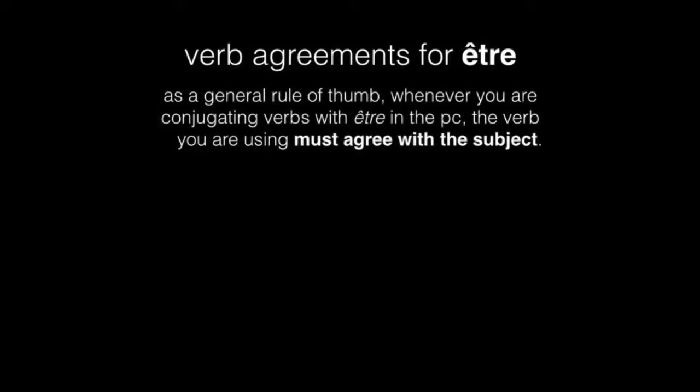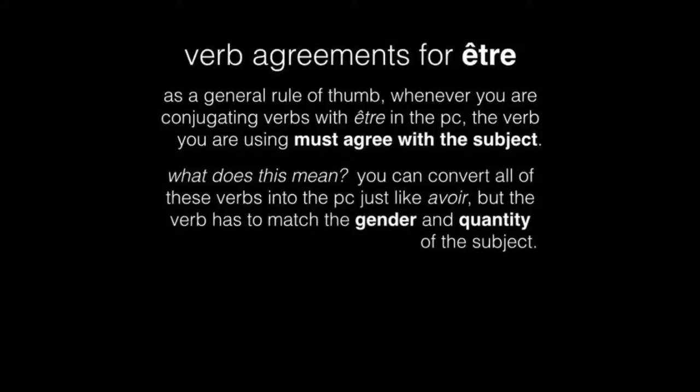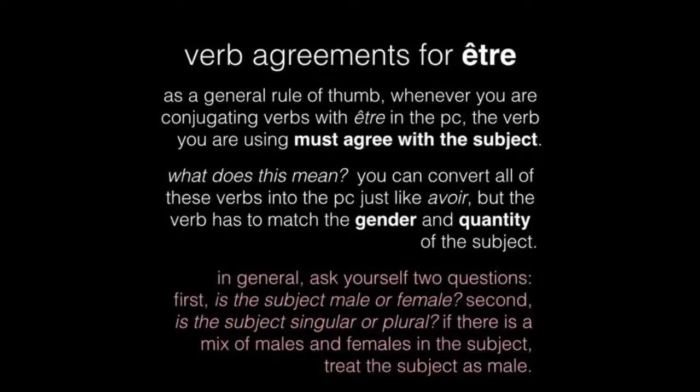As a general rule of thumb, whenever you are conjugating verbs with être in the Passé Composé, the verb you are using has to agree with the subject. What does this mean? Well, you can convert all of these verbs into the PC just like avoir, but the verb has to match the gender and quantity of the subject. In general, you should ask yourself 2 questions when you're doing the Passé Composé for être and you need agreement. First, is the subject male or female? And second, is the subject singular or plural? If there is a mix of males and females in the subject, you should treat the subject as male.